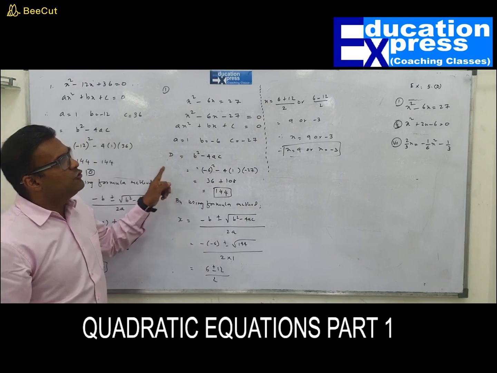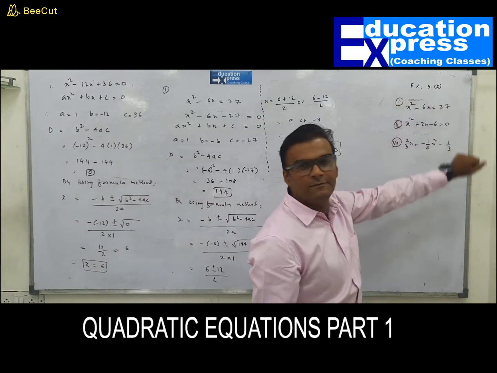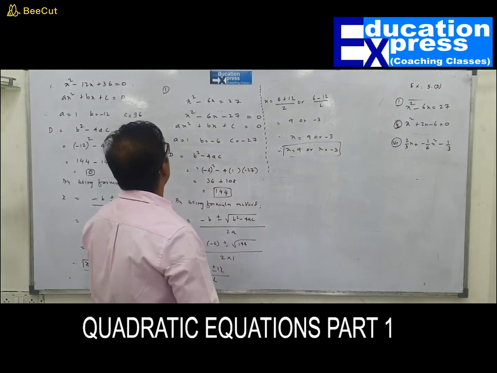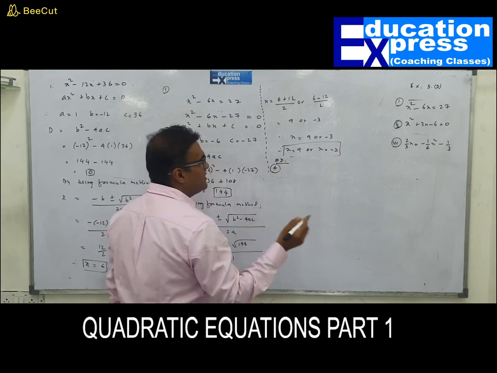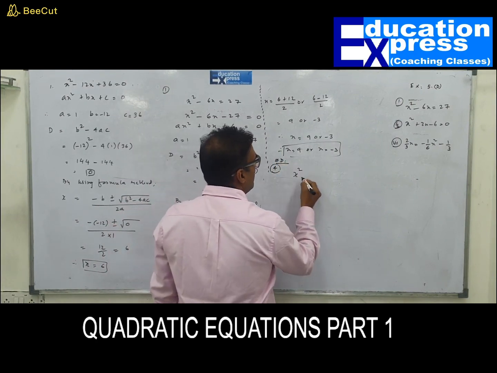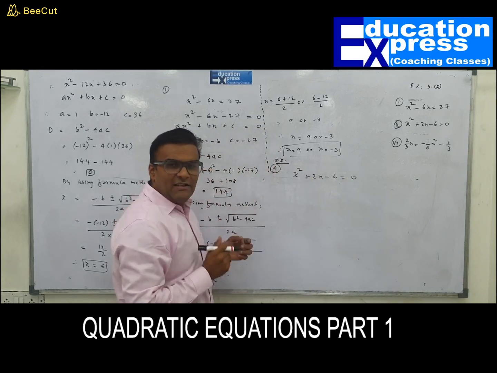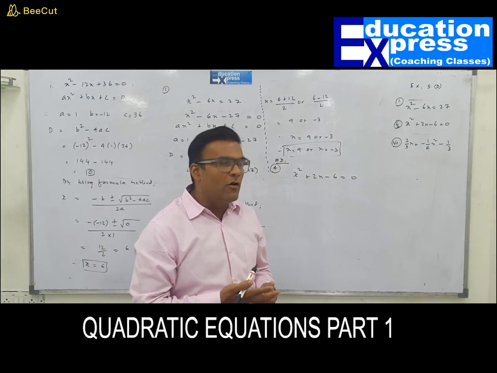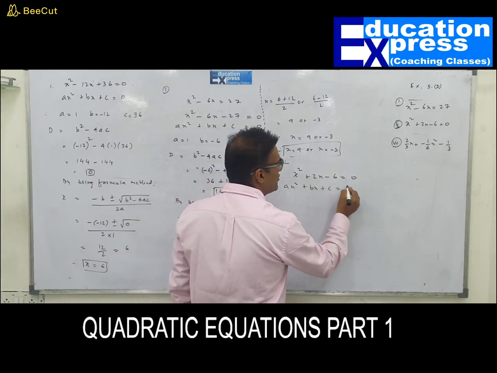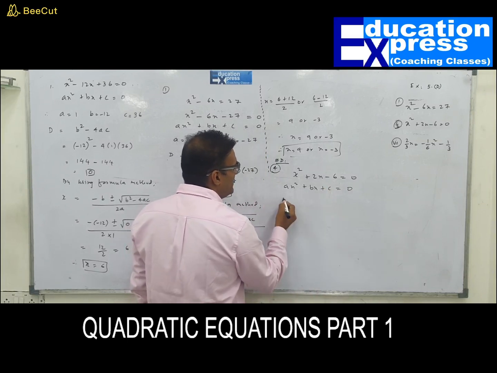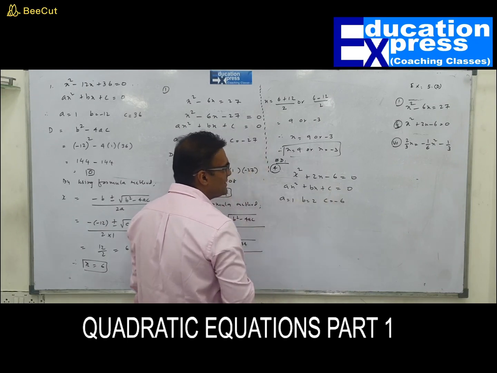This is the solution to question number 1, exercise 5b. Move on to the next question. Question number 4, 5b. What is the question? X squared plus 2x minus 6 equals to 0. Is it in the standard form? Of course, this is in the standard form. What is the standard form? Ax squared plus bx plus c equals to 0. Note down the values of a, b, c. A would be 1, b would be 2, c would be minus 6.